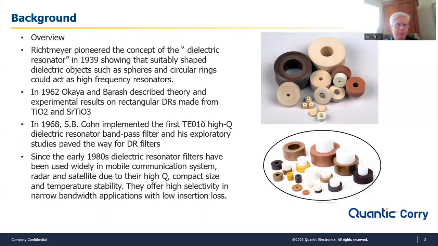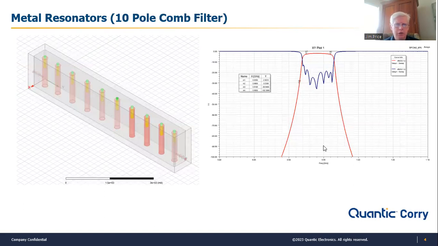Okay. And, you've mentioned a couple of times that resonators are typically perceived to be metal as opposed to dielectric. Could you just share a little more light on that? Yeah, sure. So here's a picture of a typical metal filter. This is a comb filter. If you look at it, it's kind of obvious why it's called a comb filter.